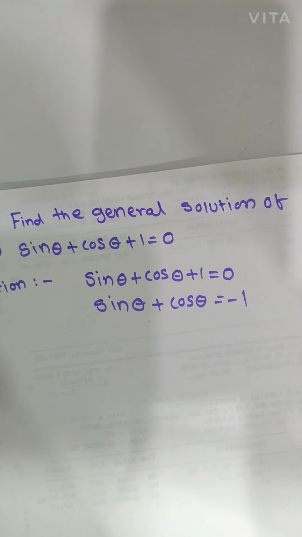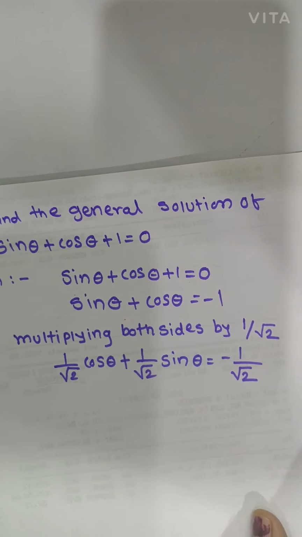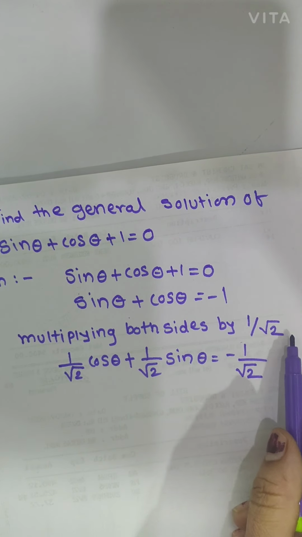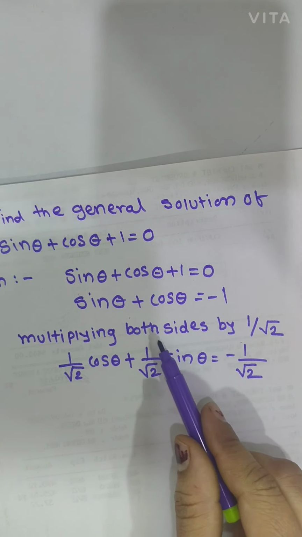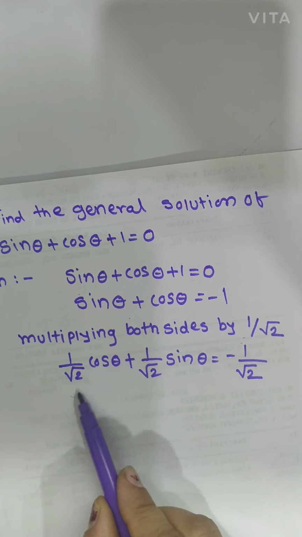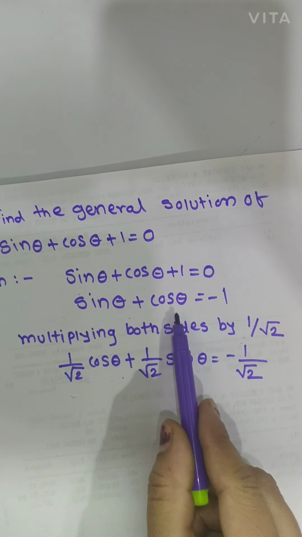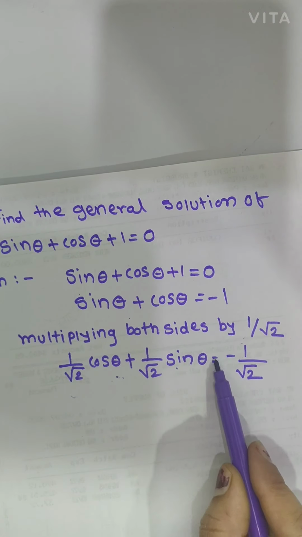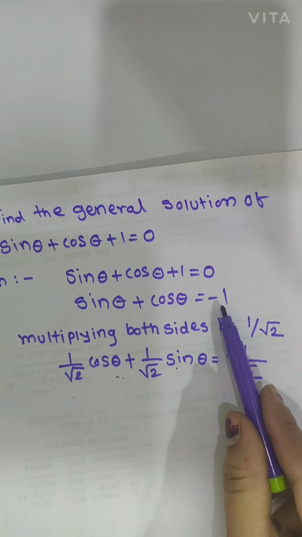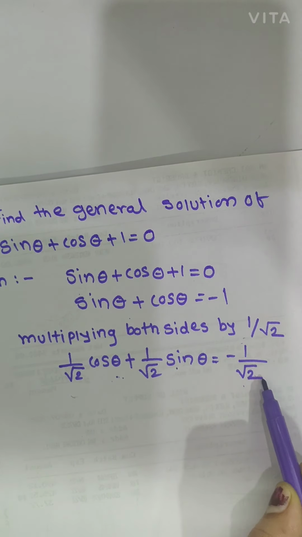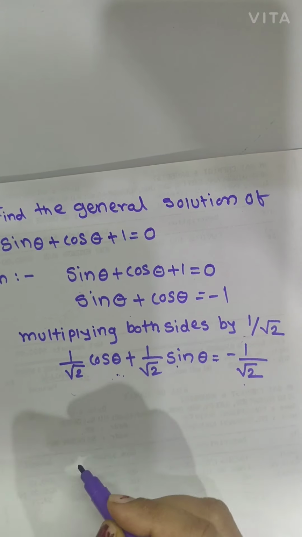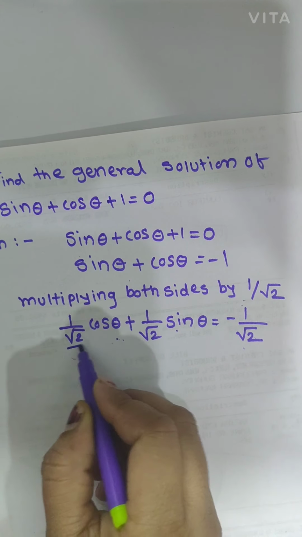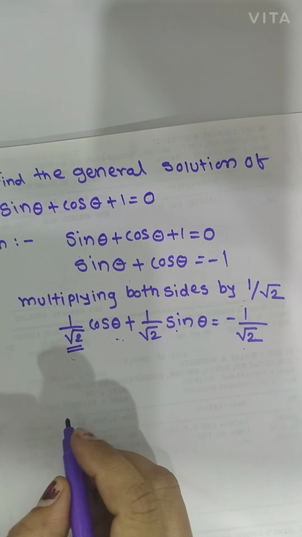Now see here, multiplying both sides by 1 upon root 2. If I multiply both sides by 1 upon root 2, then I will get it like this. I will take this term first and this term second, which is equal to this one. This is our minus 1, so minus 1 into 1 upon root 2. Now according to the table, what is the value for this one? 1 upon root 2.